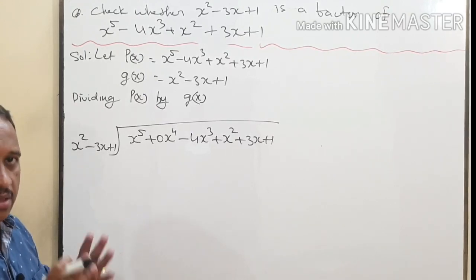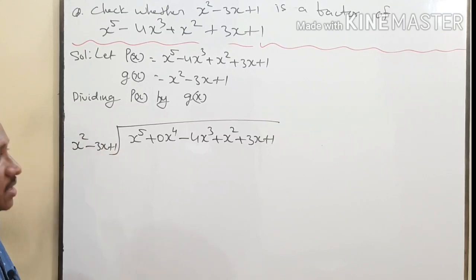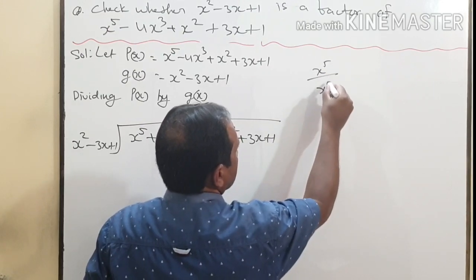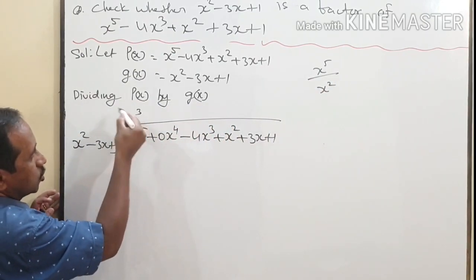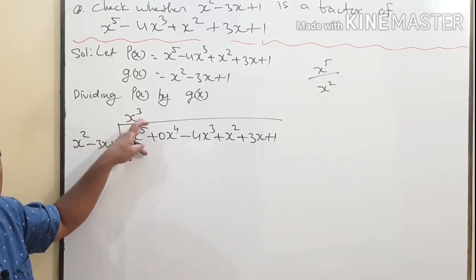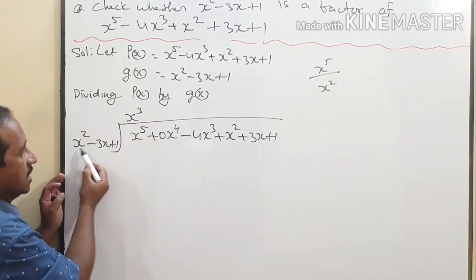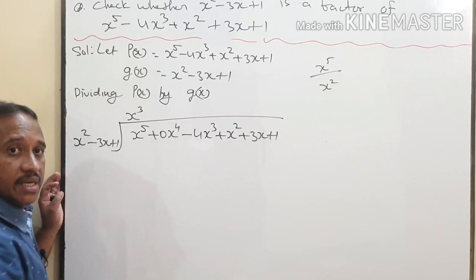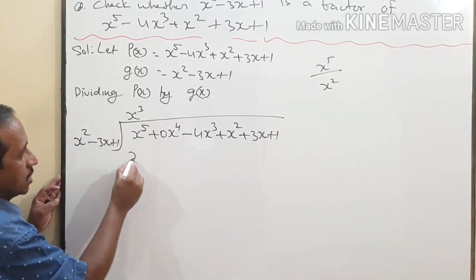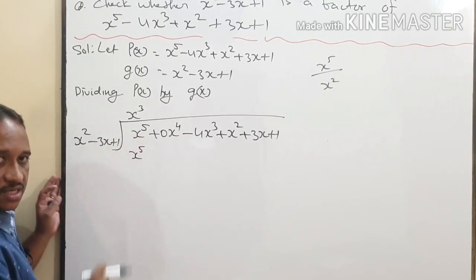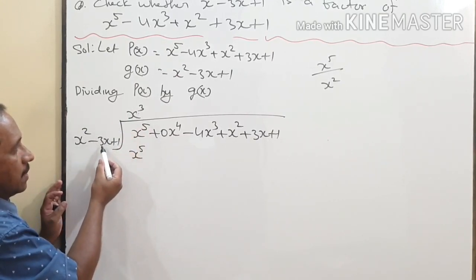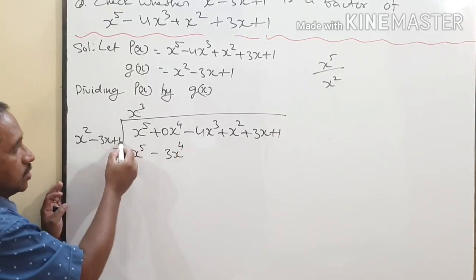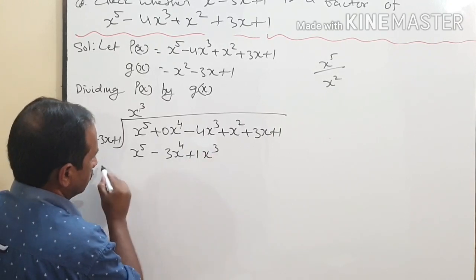The division procedure is the same, that is first term by first term. x raised to 5 by x square, you get x cube. That you write in the quotient part. Now you multiply this x cube with each term of the divisor and write down under the different terms of the dividend. x cube into x square is x raised to 5, I write under the x raised to 5 term. x cube into minus 3x is minus 3x raised to 4. x cube into plus 1 is plus 1x cube.